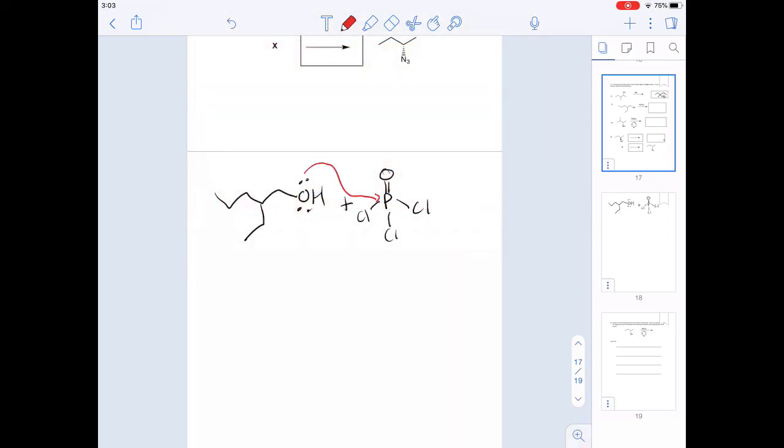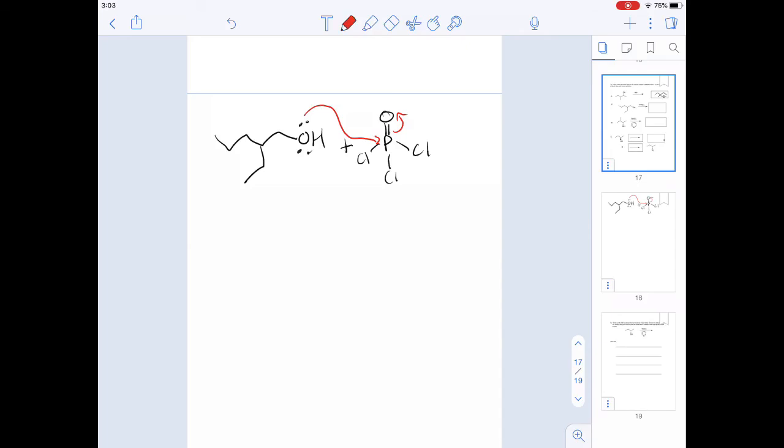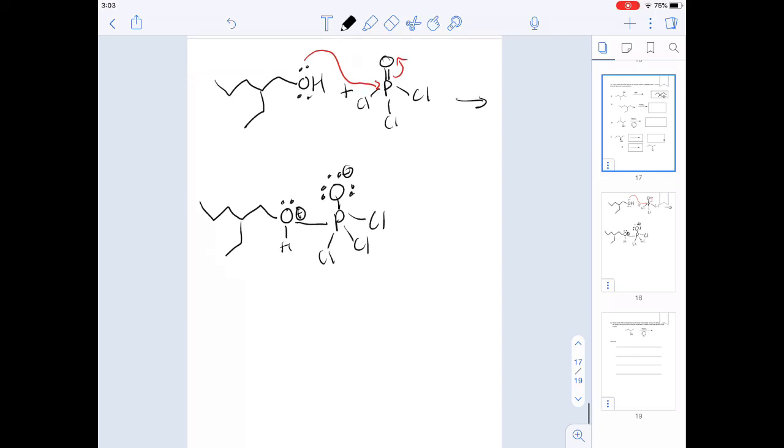So the first step is that the electrons from the O are going to attack the P, and these are going to move the electrons in the ketone up. So you have OH plus bonded to the P, with all the Cls still there. And then the next step is that pyridine is going to come and deprotonate the OH.